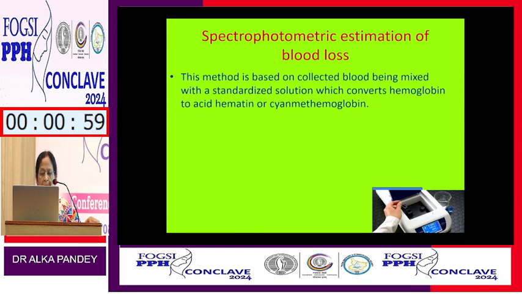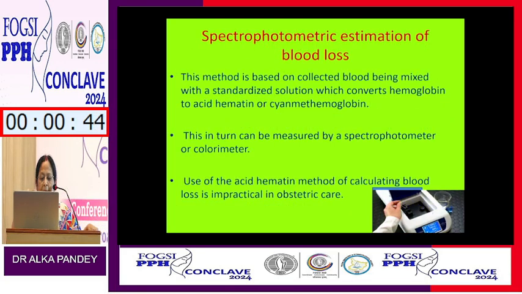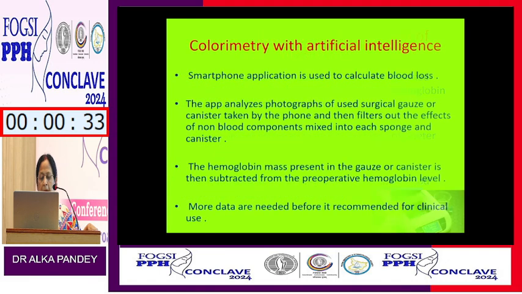Spectrophotometric estimation of blood loss. This is based on collected blood being mixed with a standardized solution which converts hemoglobin to acid hematin or cyanmethemoglobin. This in turn can be measured by a spectrophotometer or colorimeter. Use of the acid hematin method of calculating blood loss is impracticable in obstetric care.